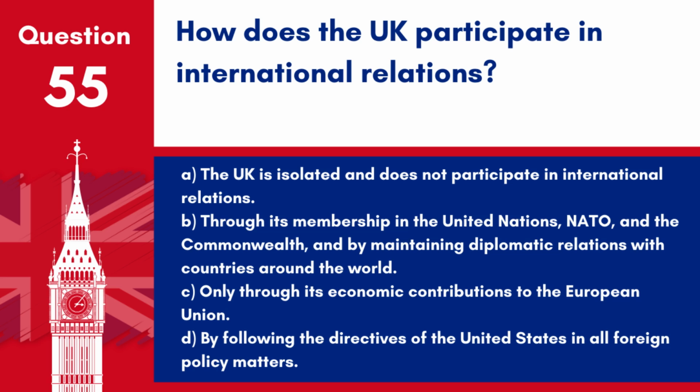Question 55. How does the UK participate in international relations? A. The UK is isolated and does not participate in international relations. B. Through its membership in the United Nations, NATO, and the Commonwealth, and by maintaining diplomatic relations with countries around the world. C. Only through its economic contributions to the European Union. D. By following the directives of the United States in all foreign policy matters.